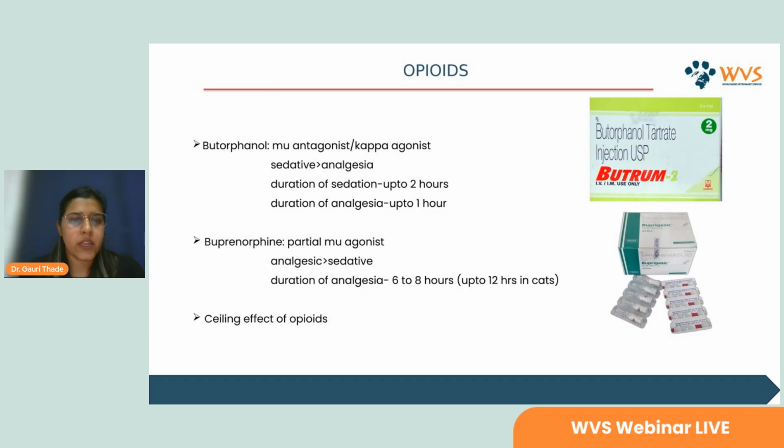Opioids, right now we have butorphanol and buprenorphine fairly easily available in the Indian market. Butorphanol is a mu antagonist, kappa agonist, which is more of a sedative and minimal to no analgesic effect at all. The duration of sedation is up to 2 hours, and the duration of analgesia is 1 hour. Whereas buprenorphine is a partial mu agonist, which is more of an analgesic than a sedative, and the duration of analgesia is 6 to 8 hours in dogs and can go up to 12 hours in cats.